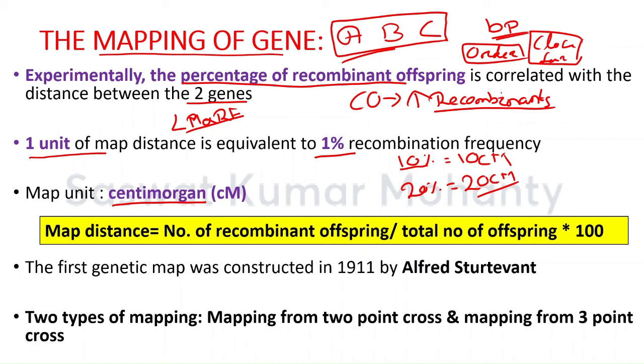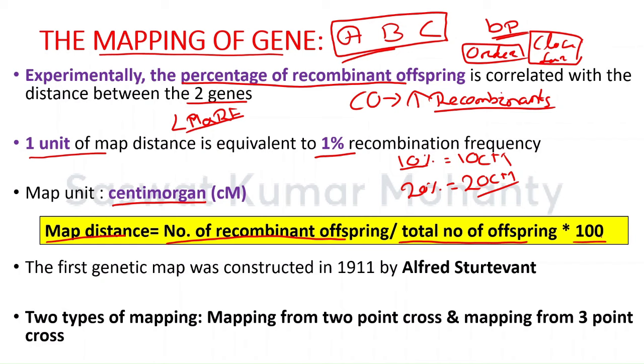So what will be the formula for the distance between the genes? The formula will be the same as the formula for recombination frequency. The map distance will be the number of recombinant offspring produced, divided by the total number of offspring, multiplied by 100.